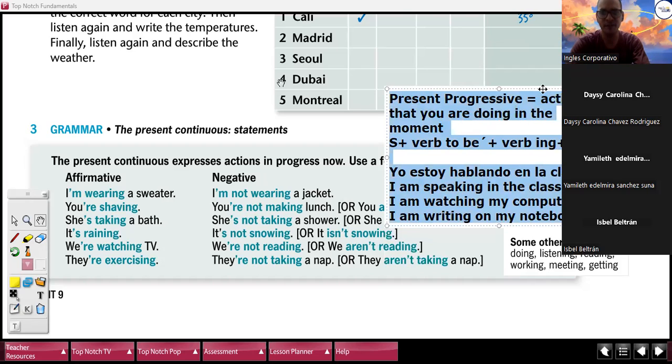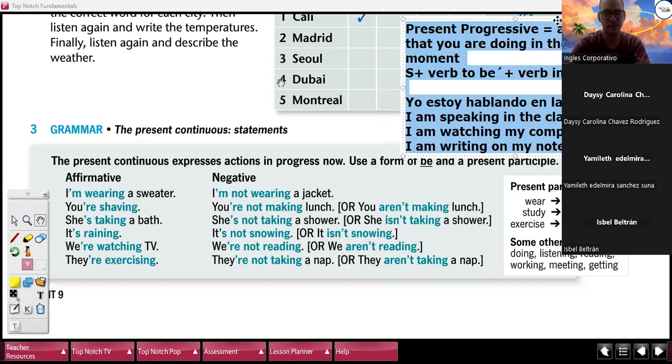So let me copy the information over here because you need this information in WhatsApp. Just give me 1 second. WhatsApp is loading. And let me send this in WhatsApp. Here it is. Okay, let me copy the information. And let me go with this. Now there you got the information about the present progressive.